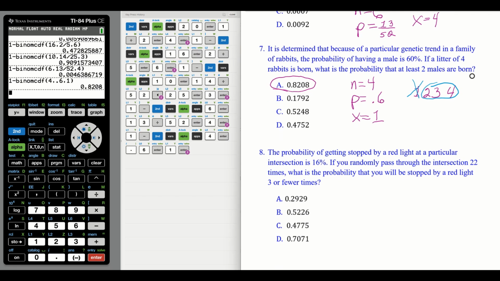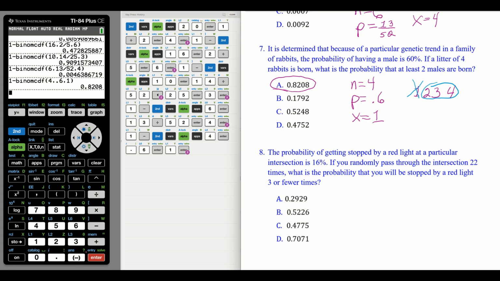Okay, number 8. The probability of getting stopped by a red light at a particular intersection is 16%. If you randomly pass through the intersection 22 times, what is the probability that you will be stopped by a red light 3 or fewer times? Okay. This is a popular problem. I've seen it several times.